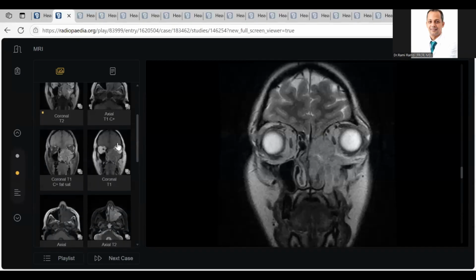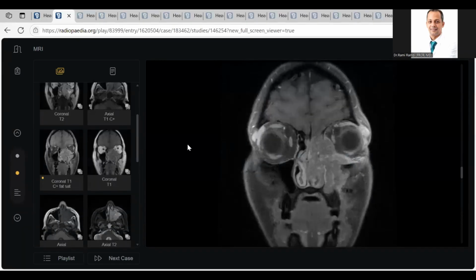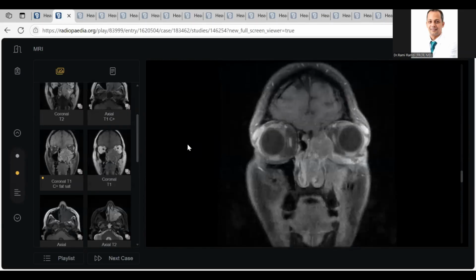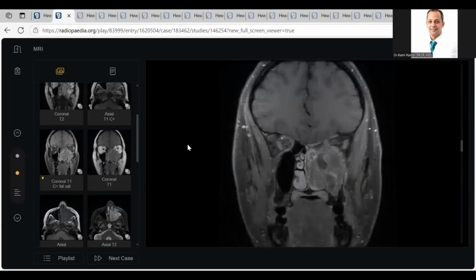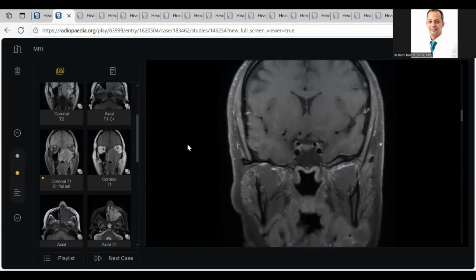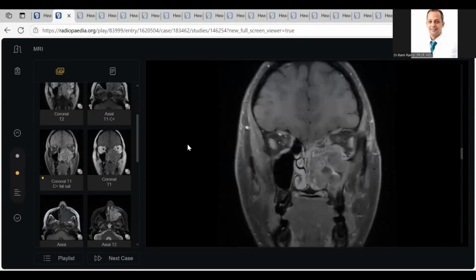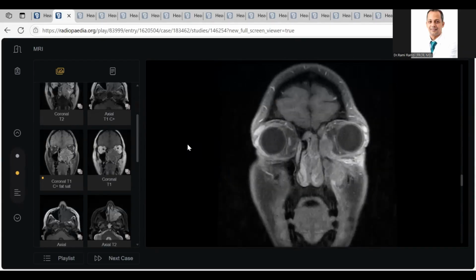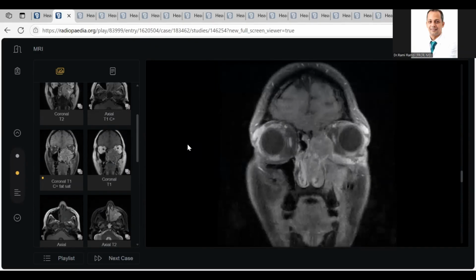This is on the MRI, post contrast fat set. The mass is showing significant contrast enhancement with central non-enhancing areas and with the intraorbital and intracranial extension. So I think malignant lesion would be more likely. Give me the top differential.